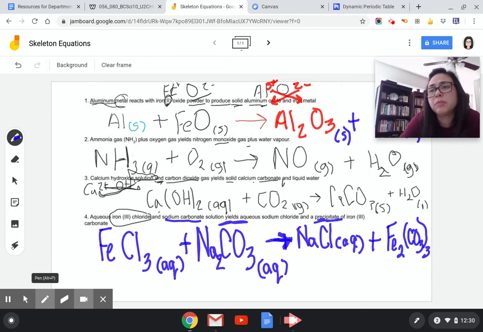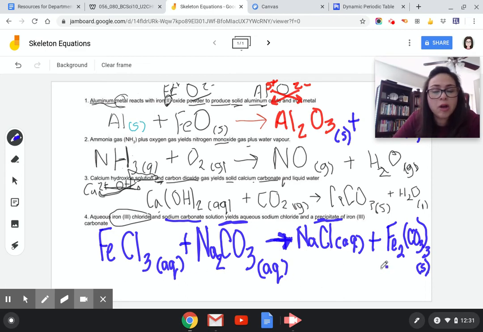Now, it is a precipitate. A precipitate is going to actually represent a solid. Precipitate is still a solid because it's something that can be seen at the bottom of the reaction when you take these two liquids and they react. Precipitate is considered a solid. So we'll put that S there. Okay, and I think that's it.